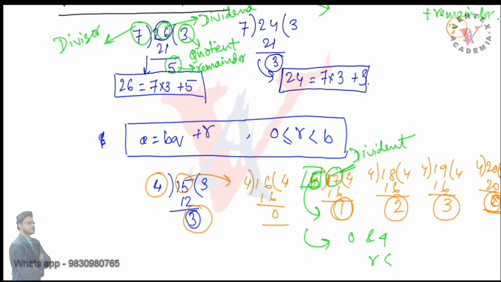That is, the remainder will be greater than or equal to 0 and less than 5, where 0 is included. So the remainders will be 0, 1, 2, 3 and 4. So the remainder can never be greater than the divisor. This is what 0 ≤ R < B means. So basically Euclid's division lemma is nothing but it just tells us about the normal division procedure.